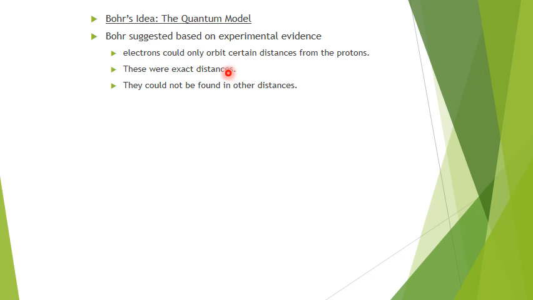You know, there might be one electron that's 1 mile away, another one that's 2 miles away, but you can't have an electron that's 1.5 miles away. It just has to be a mile or 2 miles. I'm just saying a mile or 2 miles; it's a lot smaller than that. But it's in very discrete distances, and they can't be found any other way. And this was a major breakthrough in understanding the structure of an atom, and he called it the quantum model.